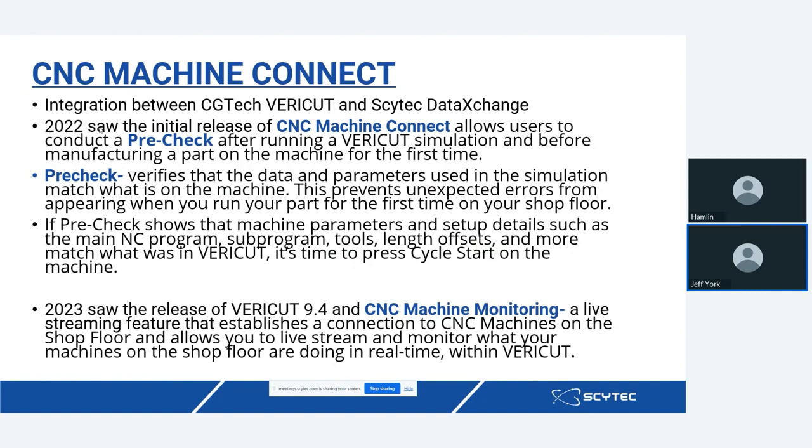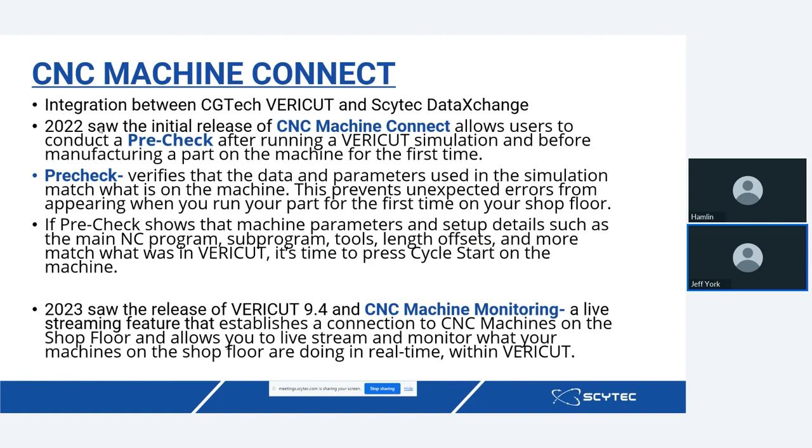And if pre-check shows that machine parameters and setup details such as the main NC program, subprogram, tools, length offsets, and more match what is in Vericut, then it's time to press the cycle start and you're good to go for running that part on the machine. So that was what was released last year inside of Vericut 9.3.